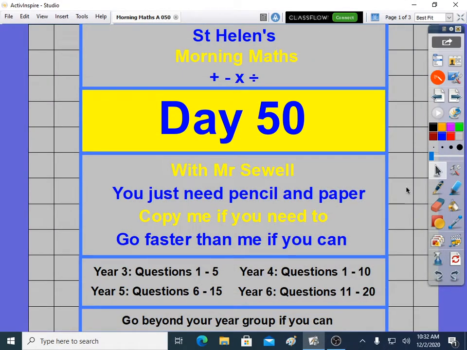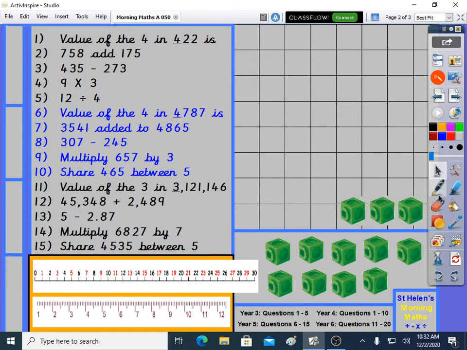You just need pencil and paper. Copy me if you need to, go faster than me if you can. This is the last video of section A of Morning Maths, so tomorrow it actually goes to day 1 again, which might not make sense, but tomorrow's video will be called day 1, but it'll be different to the day 1 you did before.